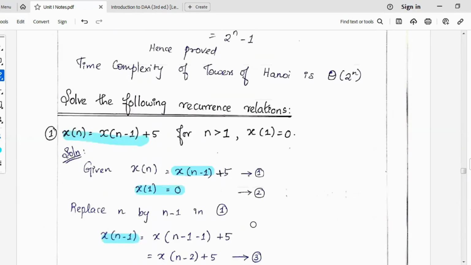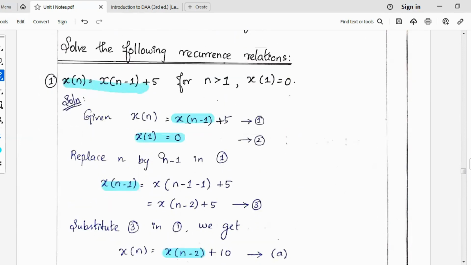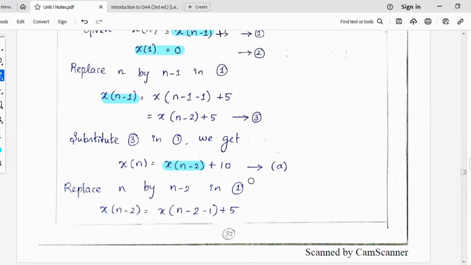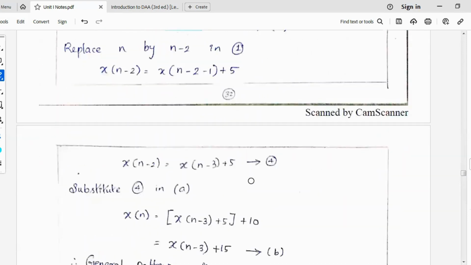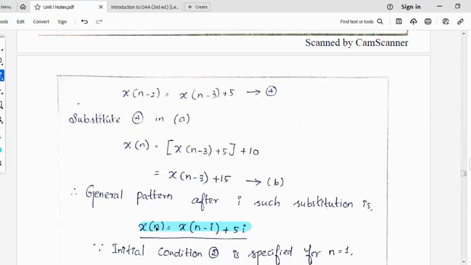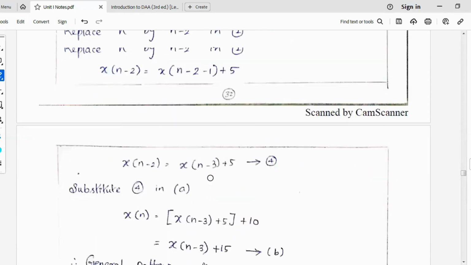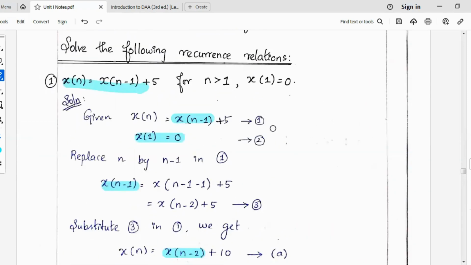So in this question, first we have to find the backward substitution step by step, in different steps. We are backward substituting the right hand side of the recurrence relation, so that we can find the general pattern of the recurrence relation. After finding the general pattern, I am going to see the base condition of the given recurrence relation.